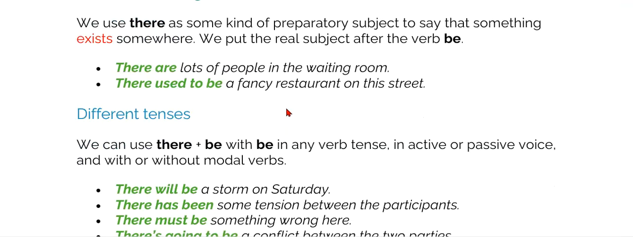Let me give you two examples. There are lots of people in the waiting room. As you can see, there is used as a dummy or preparatory subject. We have the to be verb are and the real subject, lots of people in the waiting room. So the sentence mentions that lots of people exist in the waiting room. There used to be a fancy restaurant on this street. There is a preparatory subject here, and the real subject is a fancy restaurant on this street. This refers to the fact that a fancy restaurant used to exist on this street in the past, but not now.